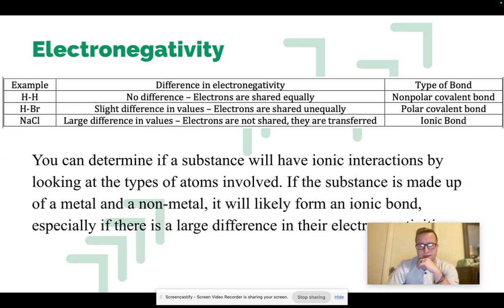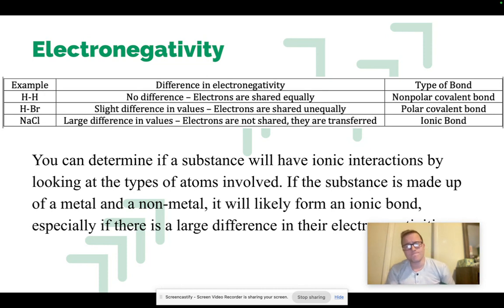Okay, electronegativity. Here are some examples. We have H bonding with H. There is no difference. Hydrogen has the same electronegativity. It shares electrons just as much as another atom of hydrogen. They're the same atom. All electrons get shared equally. This is a nonpolar covalent bond. Okay? Nonpolar covalent.